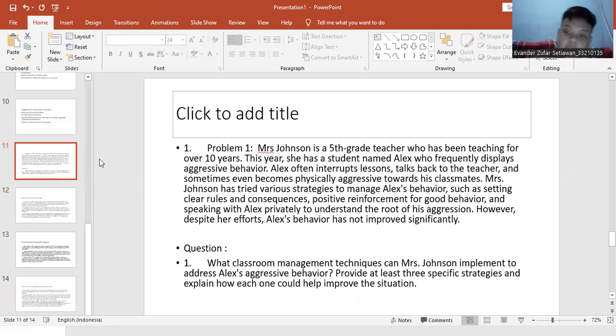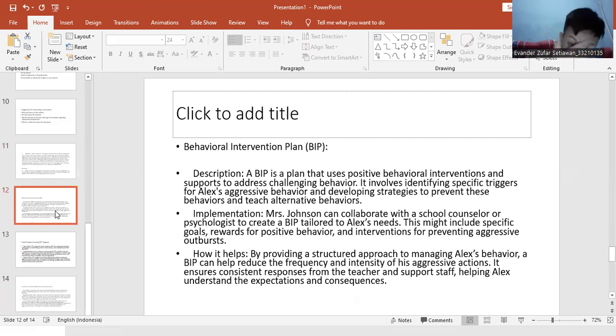What classroom management technique can Mrs. Johnson implement to address Alex's aggressive behavior? Provide at least three specific strategies, and explain how each one could help improve the situation. Behavior intervention plan, or BIP. Discussion. A BIP is a plan that uses positive behavioral intervention and support to address challenging behavior. It involves identifying triggers for adverse behavior and applying strategies to prevent this behavior and teach alternative behavior.